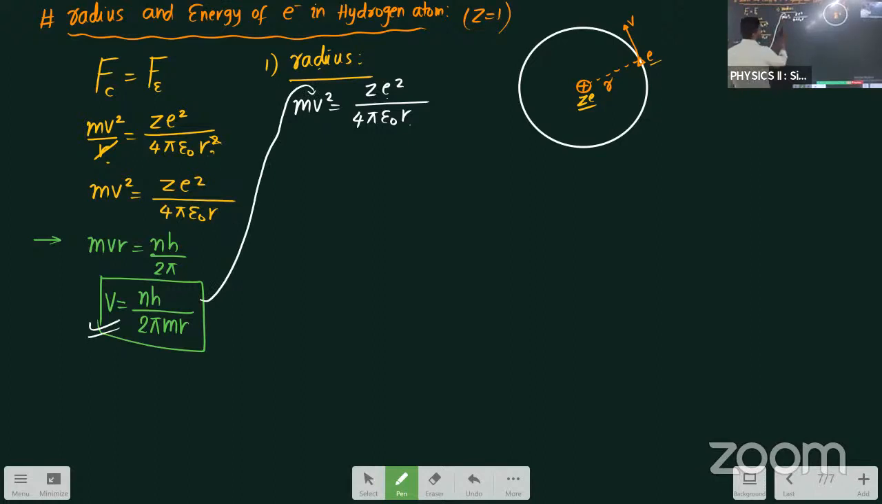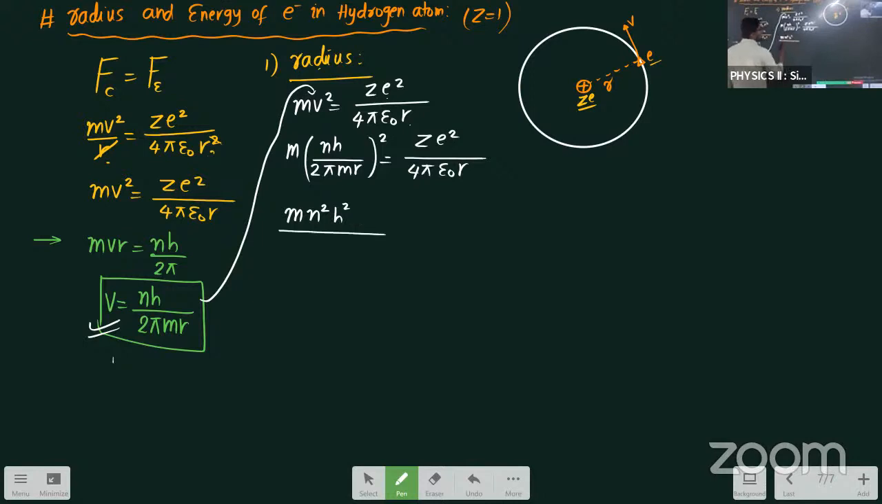If I substitute this value of v here, what will this equation become? This equation will become m into, what is the value of v? (nh divided by 2 pi mr) whole squared, equals ZE square divided by 4 pi epsilon naught into r. If I square this, what will this become? This will become m into n square h square divided by 4 pi square m square r square, equals ZE square divided by 4 pi epsilon naught into r.